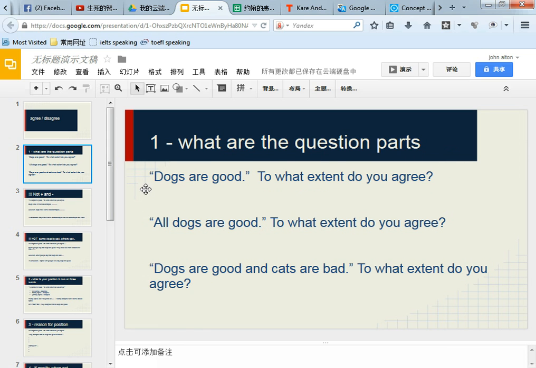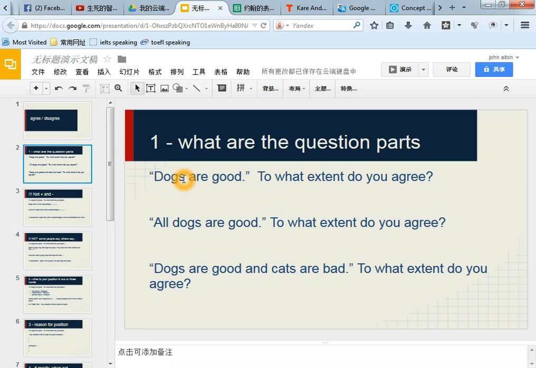For example, the first question: dogs are good. To what extent do you agree? The second question: all dogs are good. To what extent do you agree? The third question: dogs are good and cats are bad. To what extent do you agree? We can see from the first two that generally speaking the topic is the same, and also for the third one, but the specific question parts are quite different.